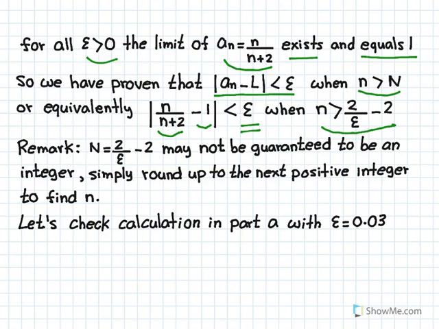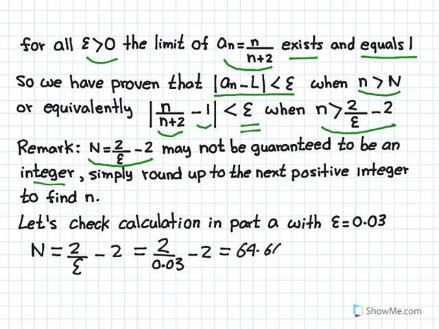Now sometimes, 2 over epsilon minus 2 may not be guaranteed to be an integer. Simply round it up to the next positive integer to find N. So let's check our calculation in part A with epsilon equals 0.03. We have capital N equal to 2 over epsilon minus 2, with epsilon fixed at 0.03. This gives us 64.66 repeating, and we round up to the next positive integer. So we basically need 65 terms such that the difference between an and its converging limit is less than 0.03.